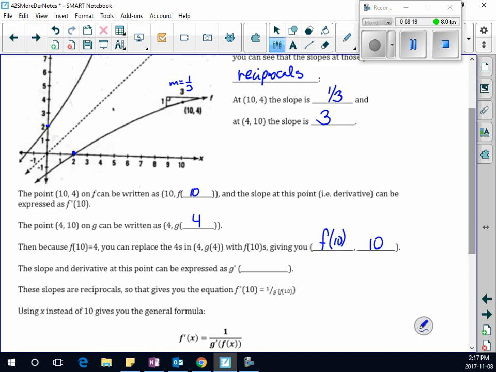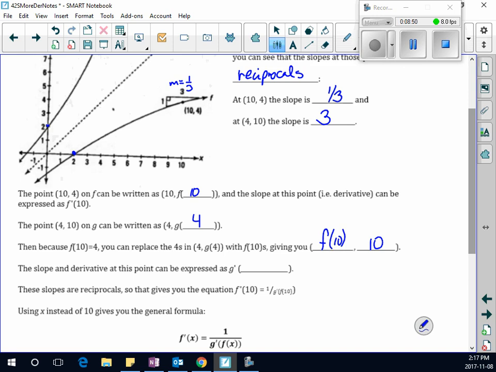Yes, are we good so far? Well, I could have put g(f(10)), but there's going to be an association coming up in a second. The slope and the derivative at this point can then be g prime of... okay, I'll go back because I don't want to give you the answer. I want you to try to understand this.